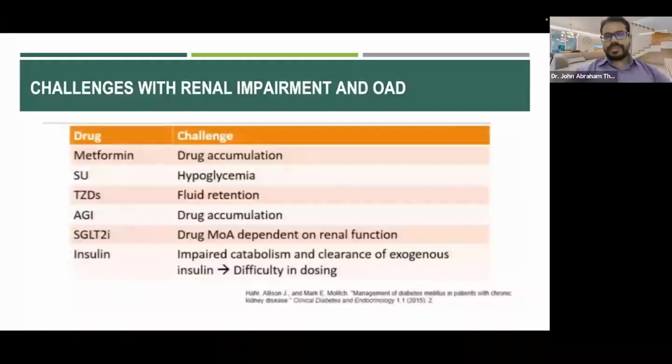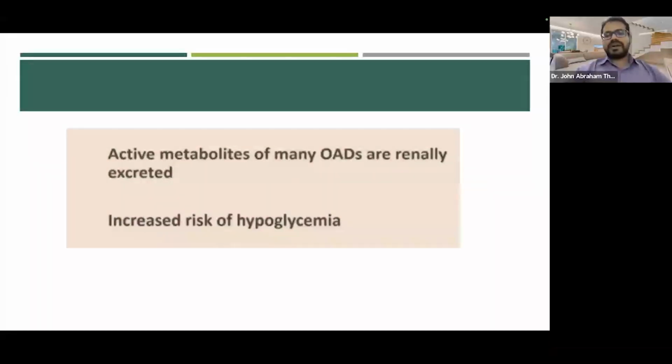So what are the challenges with renal impairment and oral diabetic drugs? We know the first line agent, which is metformin. There is the risk of drug accumulation and hypoglycemia with sulfonylurea, fluid retention with thiazolidinediones, drug accumulation again with alpha glucosidase inhibitors, SGLT2 inhibitors, which have a mechanism dependent on renal function, and insulin, which can cause impaired catabolism and clearance of exogenous insulin, and there can be a difficulty in dosing of insulin.